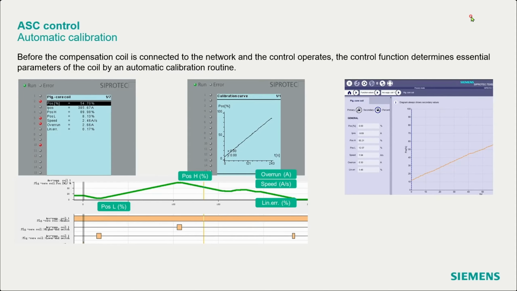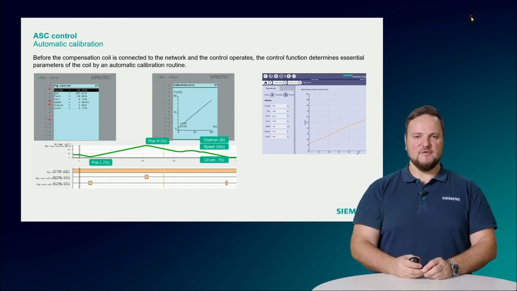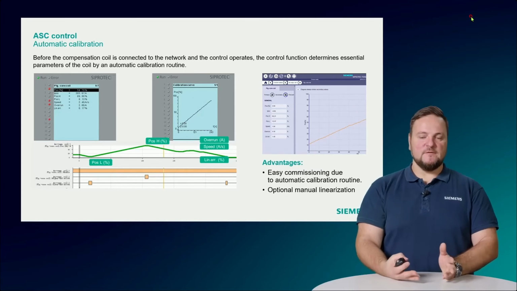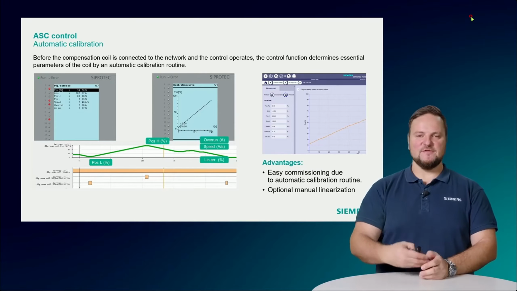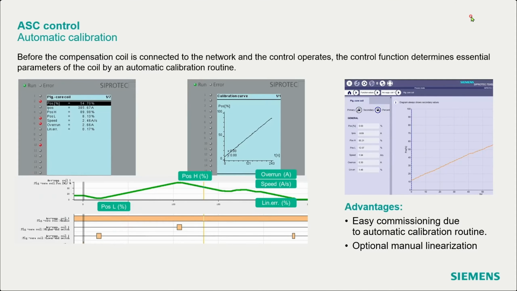And of course, beside the graph on the HMI, you can see it also here in the web UI, which is additionally a good possibility during commissioning to get the values out of the device and show them here on the web UI. So the advantage for you: easy commissioning due to the automatic calibration routine. That means you start the calibration and the device does everything by itself. And optionally, and this is a setting in the function itself, you have the possibility for manual linearization.